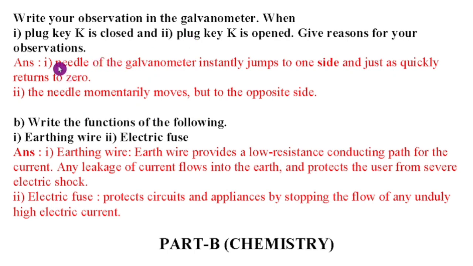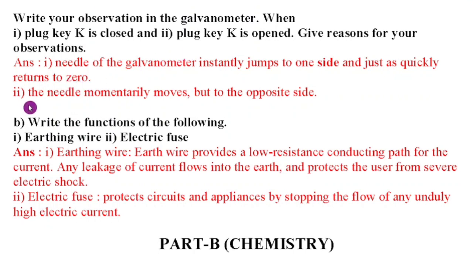When the plug key K is closed, the needle of the galvanometer instantly jumps to one side, because, as I already told, a galvanometer is a device that shows the direction in which current is flowing. So when plug key K is closed, the needle jumps to one side and just as quickly returns to 0. Then it goes in the opposite direction when you open the plug key, and comes to 0.